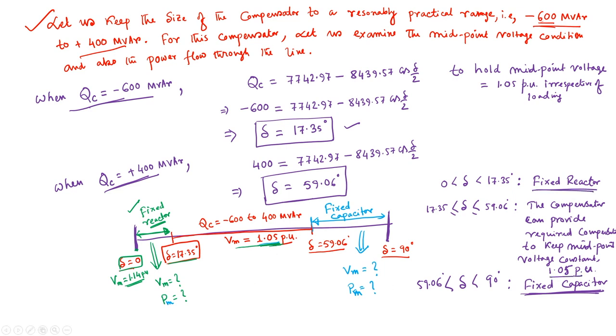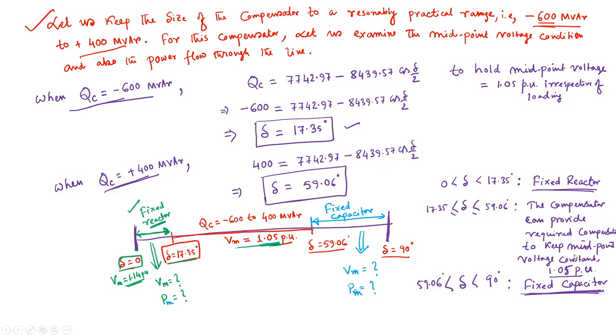the midpoint voltage at 1.05 per unit. I repeat this statement once again: when the compensator is operating in fixed reactor and fixed capacitor mode, it cannot guarantee to hold the midpoint voltage constant, because it has a limited amount of compensation and cannot provide the required amount to maintain the midpoint voltage constant. So, we will also determine the expressions for midpoint voltage under these two modes of operation.